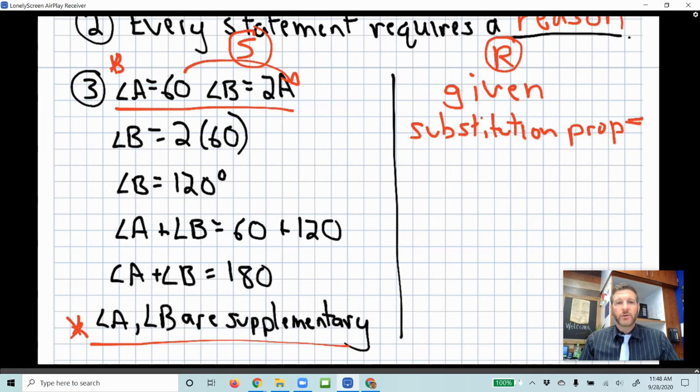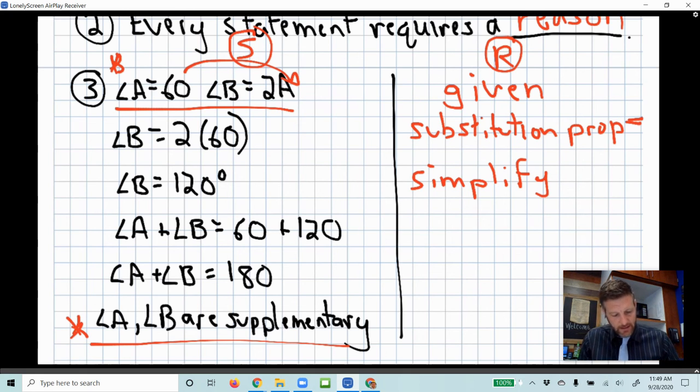Then they said angle B is equal to 120. Well, how did they do that? Well, they just multiplied 2 times 60. Now you might be tempted to put multiplication property of equality, because we multiplied. That's not what you actually put in this case, because we didn't multiply both sides by 2 or both sides by 60. We just did a new step, this is called simplify. Whenever they just work out some of the arithmetic on one side, you can simply say your reason is simplify. 2 times 60 is simplified to 120.